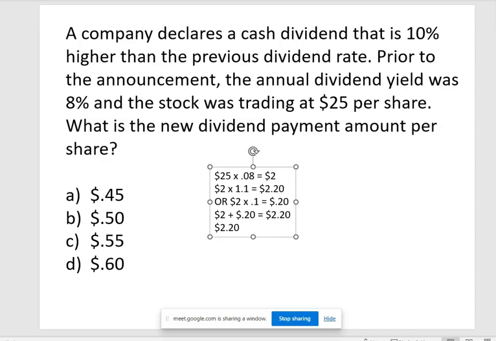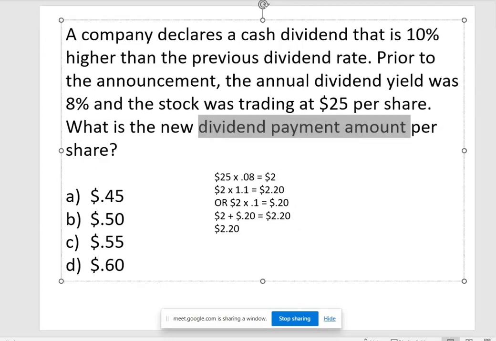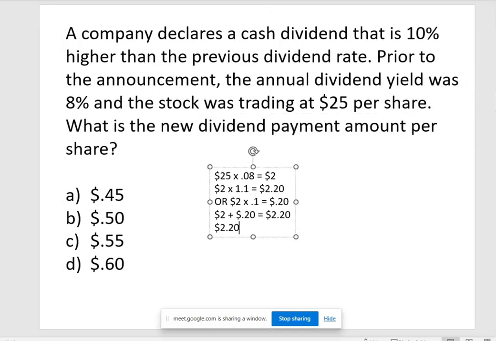Okay, good. But the thing is, the question is, what is the new dividend payment amount per share? How often do stocks pay dividends? Can you tell me?